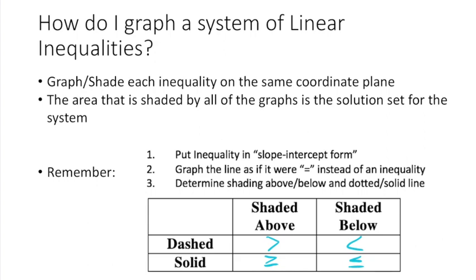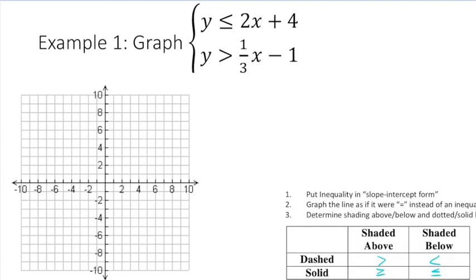Instead of just graphing one inequality, we'll now be graphing every inequality in the system all on the same coordinate plane. We'll also be shading for each of those inequalities. If there is an area that happens to get shaded by each inequality, that will represent the solution set. Let's take a look with an example.